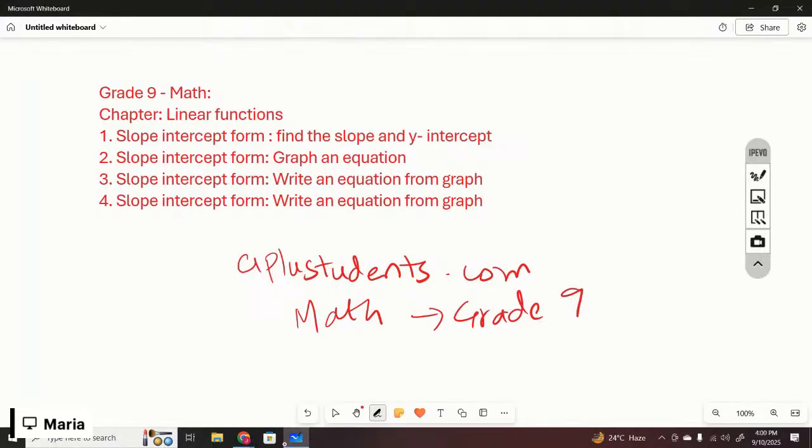The lessons we're going to cover today are slope intercept form, slope intercept form graph and equation, slope intercept form write an equation from graph. So please make sure you have your notebook and pencil so that you can note down the important examples and definitions as well.